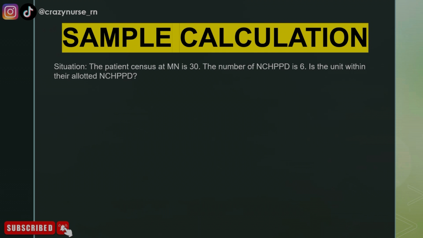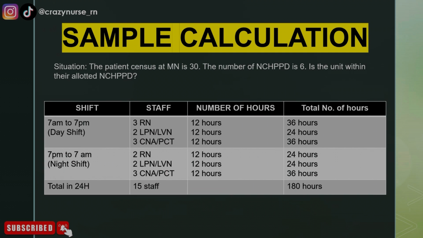So the question is, is the unit within their allocated NCH-PPD? So we have to figure it out. I have here a table that has shift, staff, number of hours, and the total number of hours. First we have here shift. Usually we have day shift and night shift.